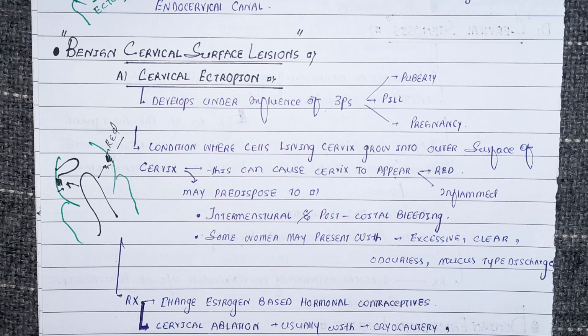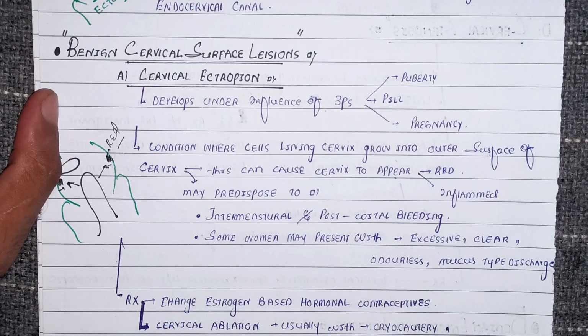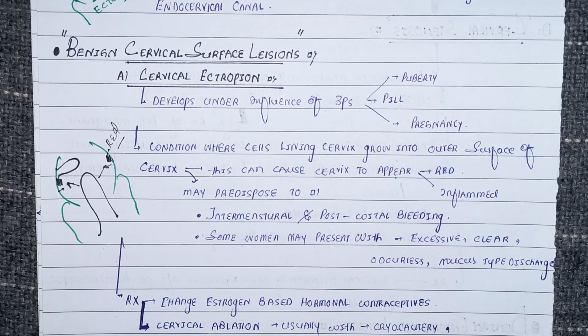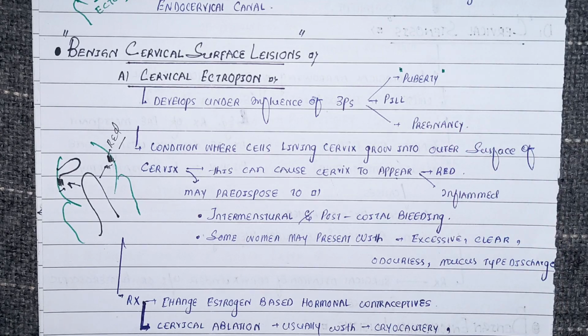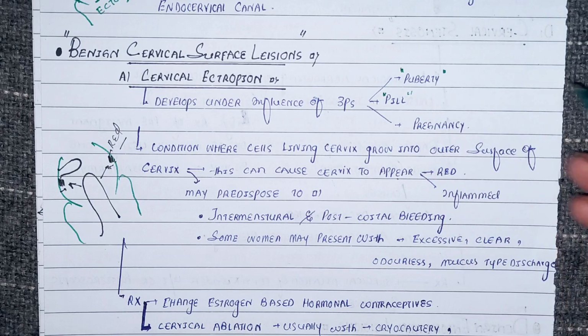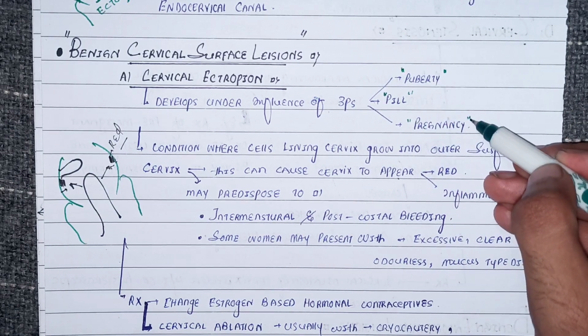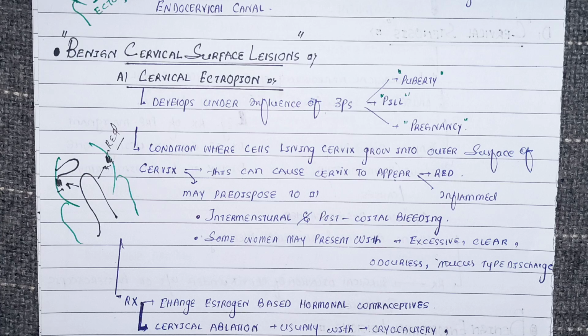The reason is not clear why the cells are growing outward, but it may be due to puberty. Maybe at puberty you may come up with this condition, maybe due to the use of some contraceptive pills, and maybe due to pregnancy. This is a normal condition and it gets resolved, right? If mild. If severe, then you have to give the proper treatment, obviously.